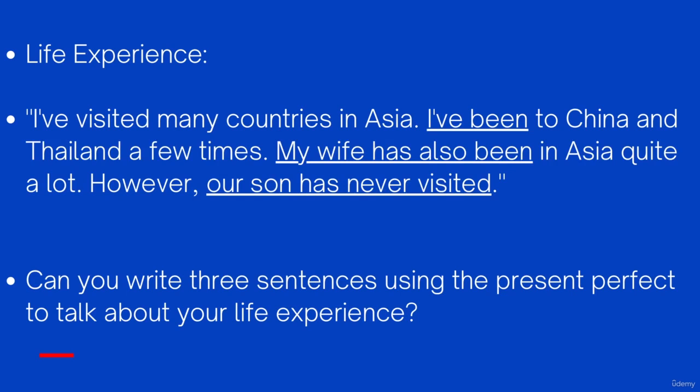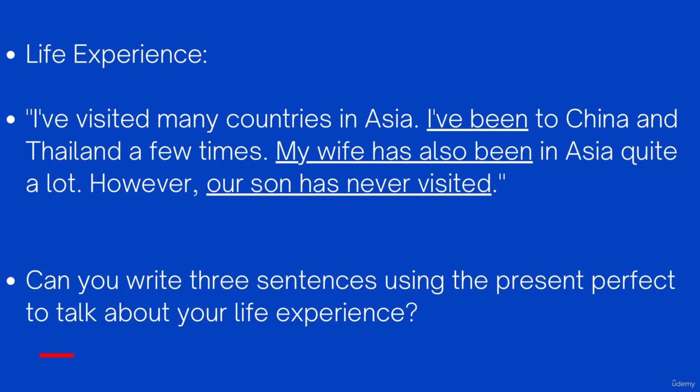So if I want to talk about my life experience using the present perfect, I can say, I've visited many countries in Asia. I've been to China and Thailand a few times. My wife has also been in Asia quite a lot. However, our son has never visited. Can you write 3 sentences using the present perfect to talk about your life experiences? I'll pause the video and let you do that now.